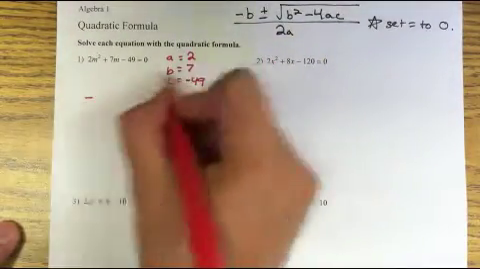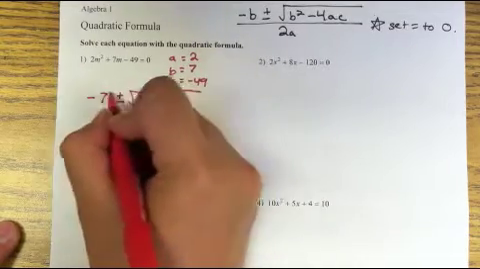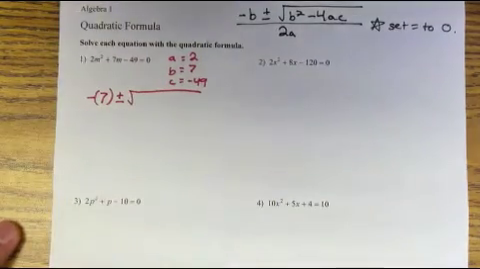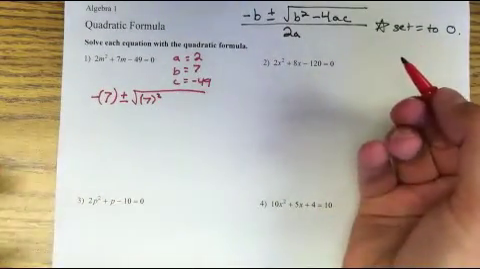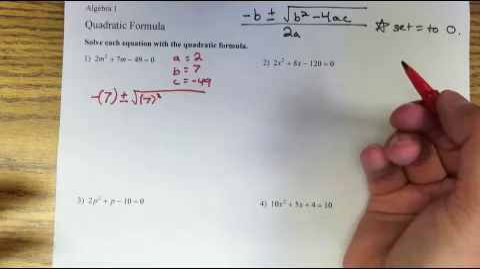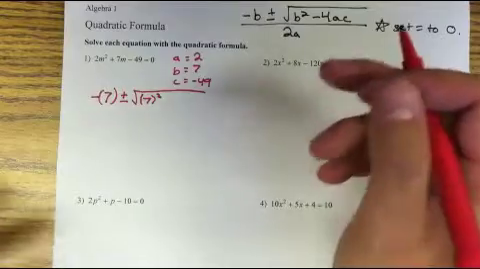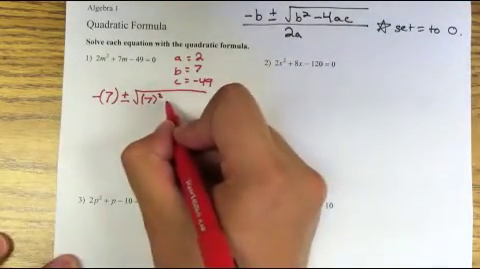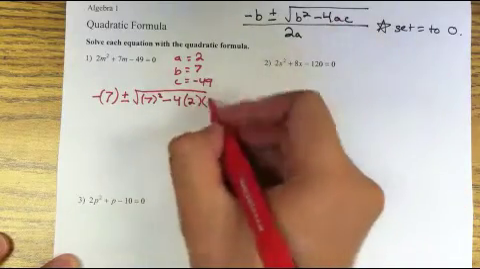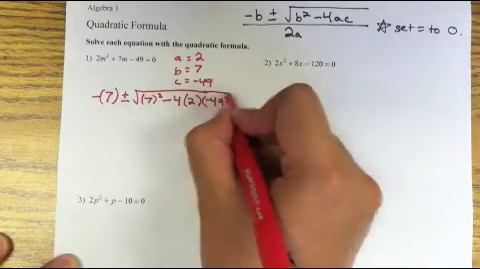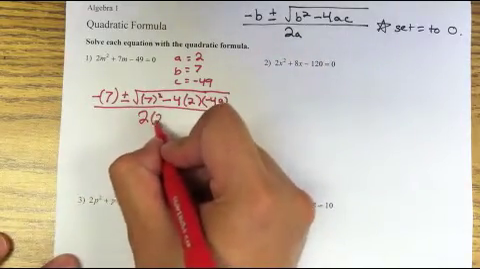So we have negative 7 plus or minus the square root. I like to put parentheses around that b squared, because what if that was a negative 7? Keep it in parentheses. If you have a graphing calculator, it doesn't know what negative 7 squared means. You have to put it in parentheses, okay? Minus 4 times A times C, all over 2A. Plug in A, we've got a 2.